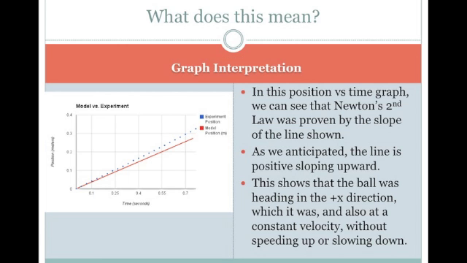As we examine the contents of this graph, it is important to not only discuss implications of the data, but also analyze meaning behind the numbers. In this position versus time graph, we can see that Newton's second law was proven by the slope of the line shown. As we anticipated, the line is positive, sloping upward. This shows that the ball was heading in the positive x direction, which it was, and also at a constant velocity without speeding up or slowing down.